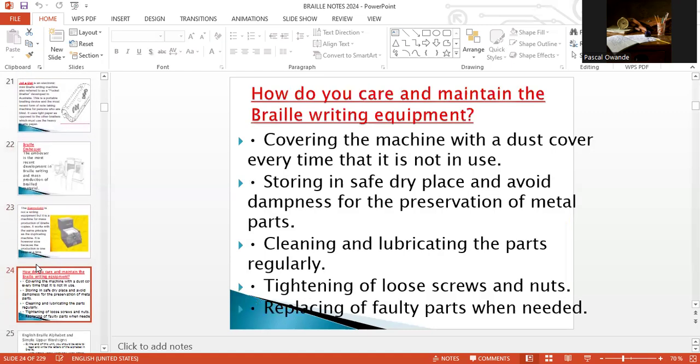So how do you care for and maintain the Braille writing equipment? We can care for and maintain Braille writing equipment by covering the machine with the dust cover every time that the machine is not in use. And I want to show you how that is done. So here with me, I have a Perkins Braille machine. I want to show you how it works.